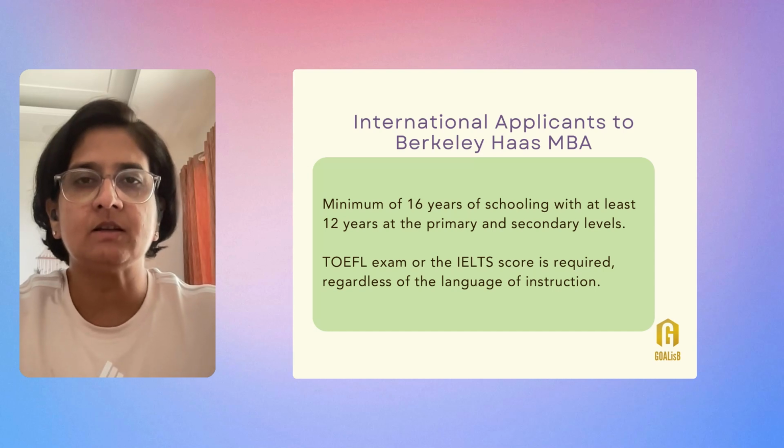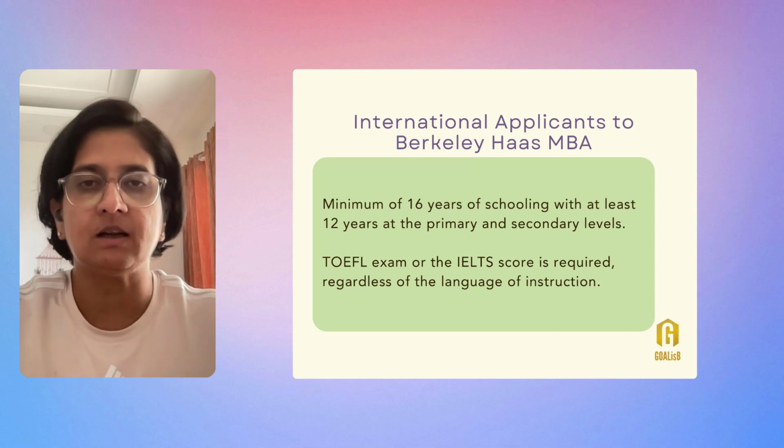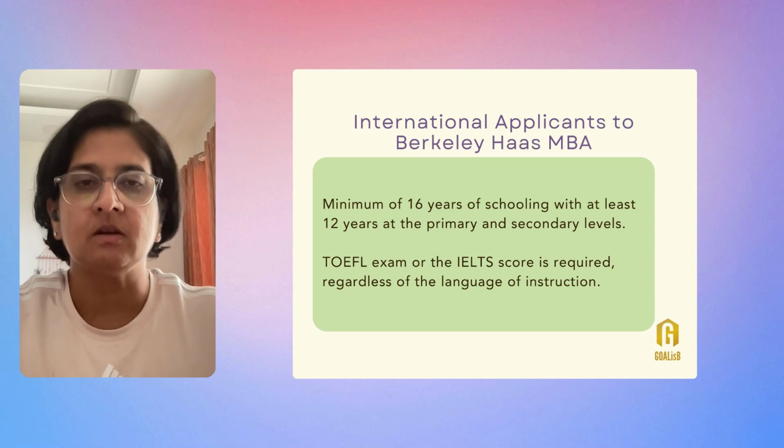And what about the international applicants? So the international applicants to Berkeley Haas MBA must have a minimum of 16 years of schooling, with 12 years of the primary and the secondary levels. So that means up till class 12th if you're looking at the Indian education system, but a minimum of 16 years of schooling. And the TOEFL or the IELTS score is required regardless of the language of instruction. So if you're an Indian applicant, you will be required to submit the TOEFL or the IELTS score.